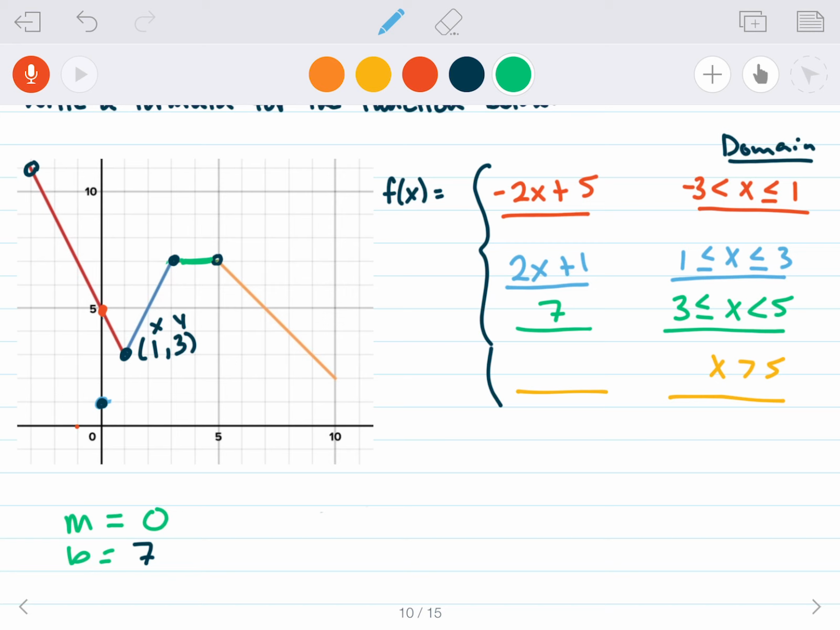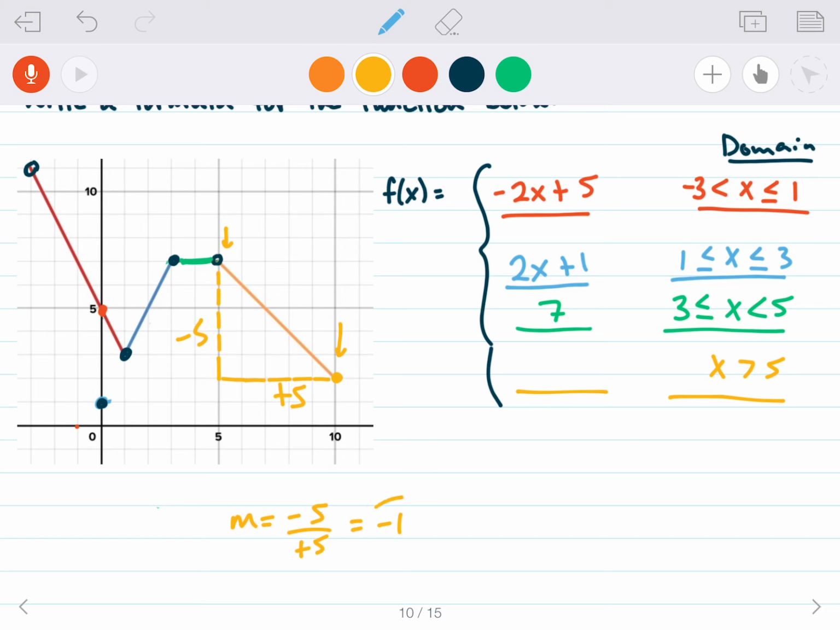Okay, and finally let's do the yellow piece. So let's figure out what the slope is first. So the slope, if I want to go from the topmost point to the bottommost point, I have to rise down 1, 2, 3, 4, 5. So I'm going down 5, and then I'm running 1, 2, 3, 4, 5. So plus 5. And so my slope is going to be negative 5 over positive 5, which is negative 1.